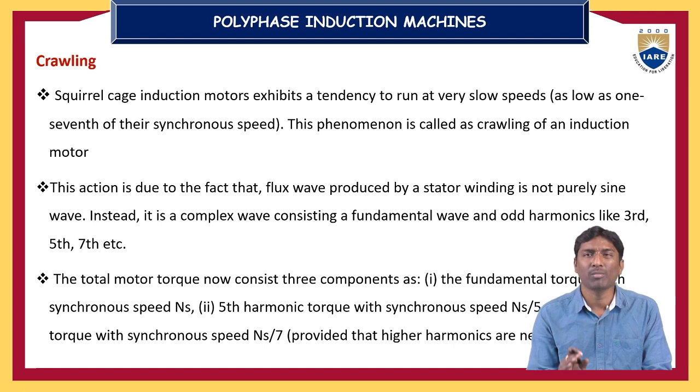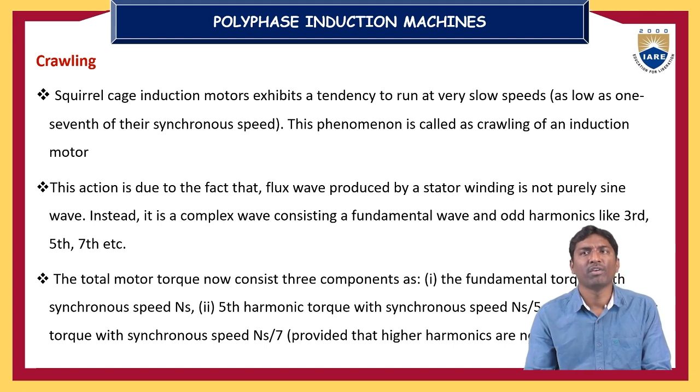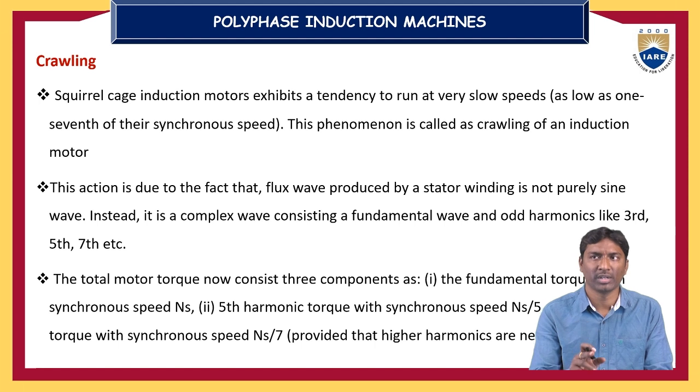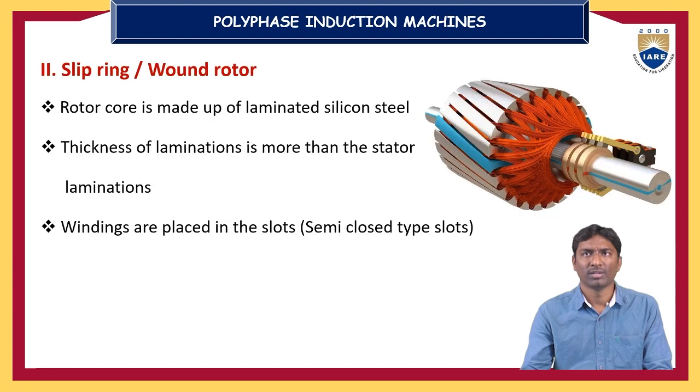The total motor torque now consists of three components: the fundamental torque with synchronous speed ns, the fifth harmonic torque with synchronous speed ns divided by 5, and the seventh harmonic torque with synchronous speed ns by 7, provided that higher harmonics are neglected. This is the crawling phenomena in the squirrel cage induction motor.